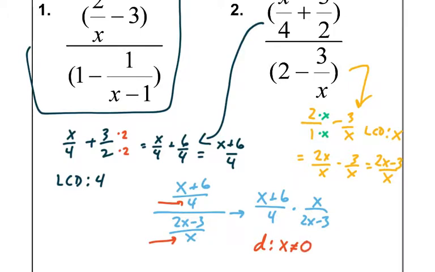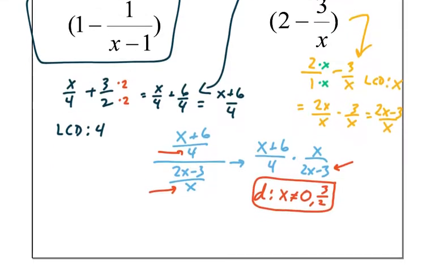And then when I multiply by the reciprocal, here's my new denominator, and that would be a positive 3 over 2, or 1.5. Okay, that's my domain. X cannot equal those numbers. All right, now that's good to go.